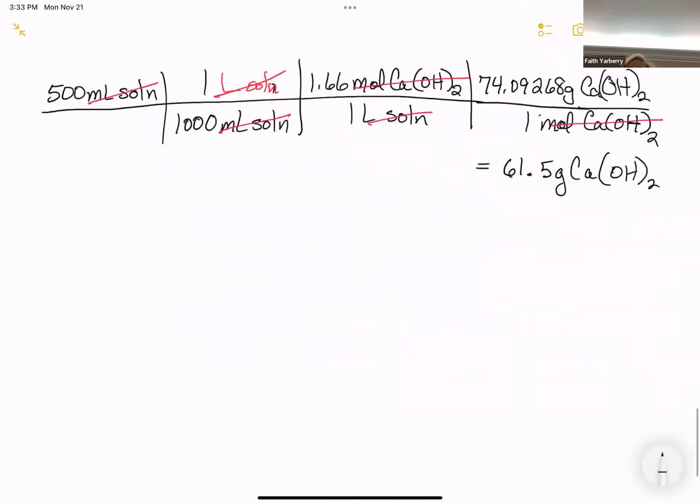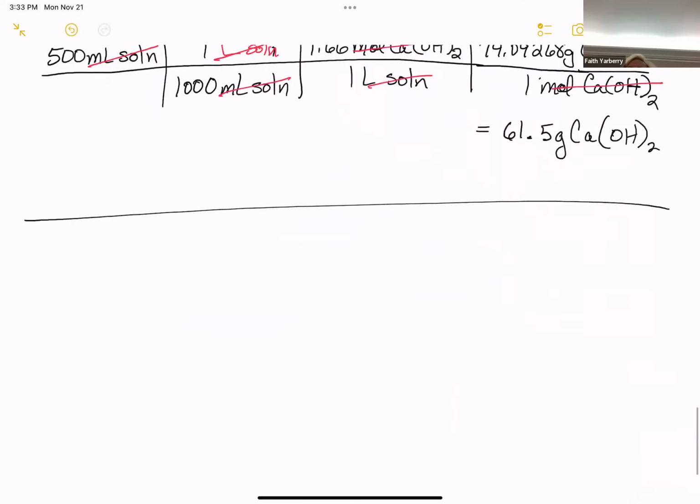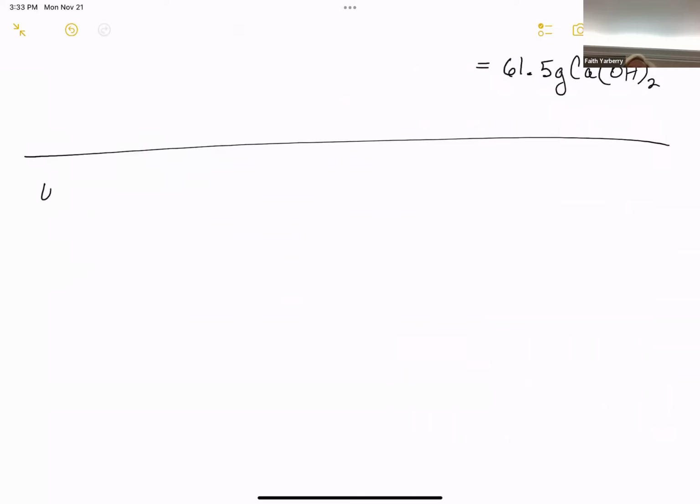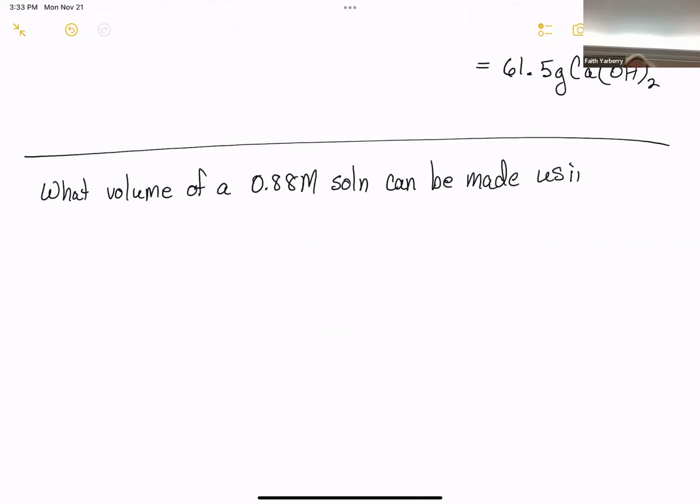Okay, let me give you one to work on. What volume of a 0.88 molar solution can be made using 130 grams of iron 2 chloride?